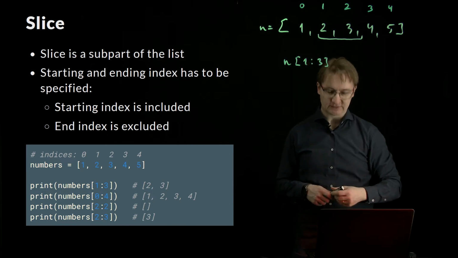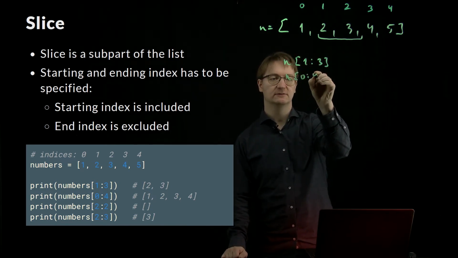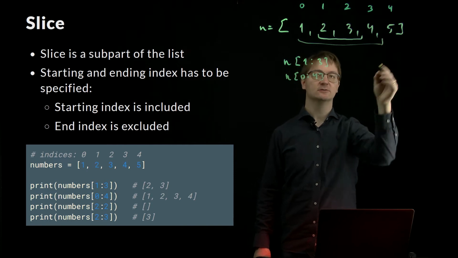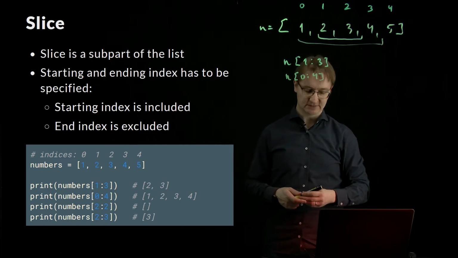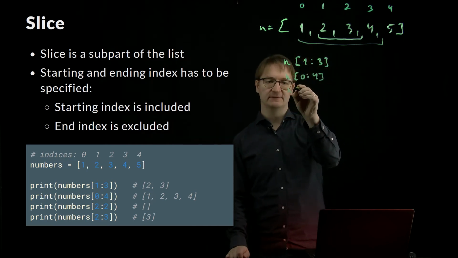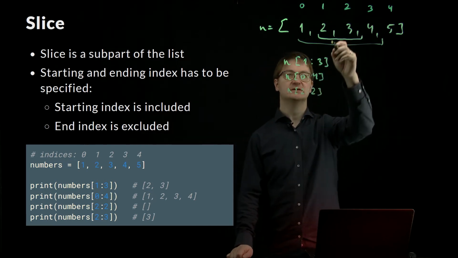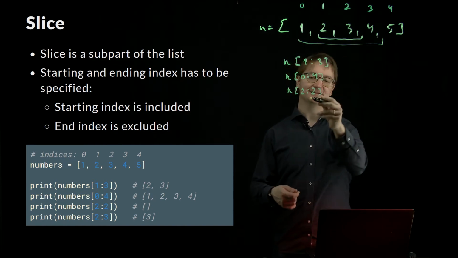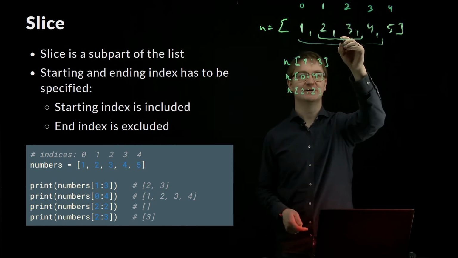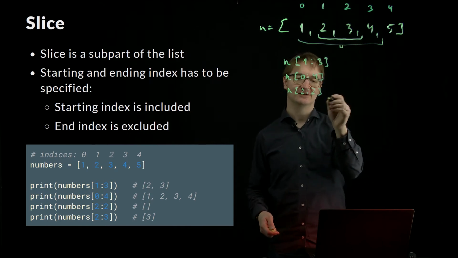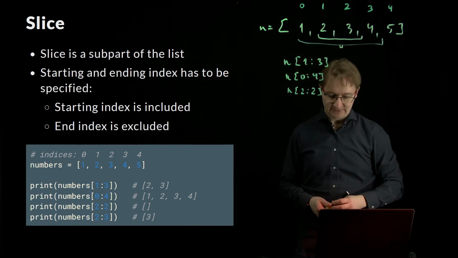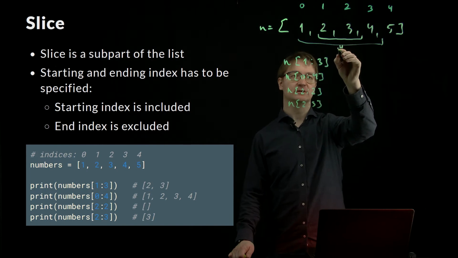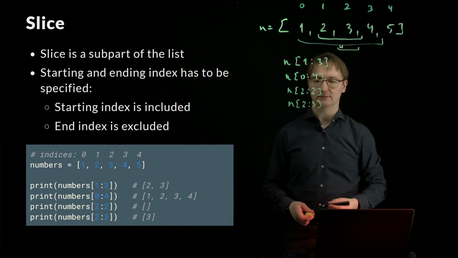The same applies, for example, if we take 0 to 4. 0 is the first one, so we start here, and the 4 itself is not included, so we get the first four elements. Then, if we take 2 to 2, the element at position 2 is included, but as the end index 2 is excluded, we basically get nothing. So we'll just have an empty list here. And in case we take 2 to 3, we get this element here. So it's basically a list of one element.